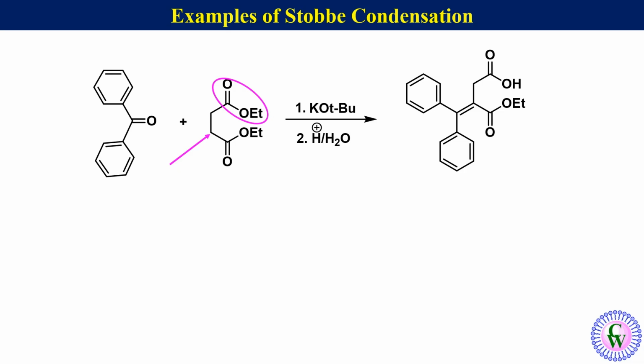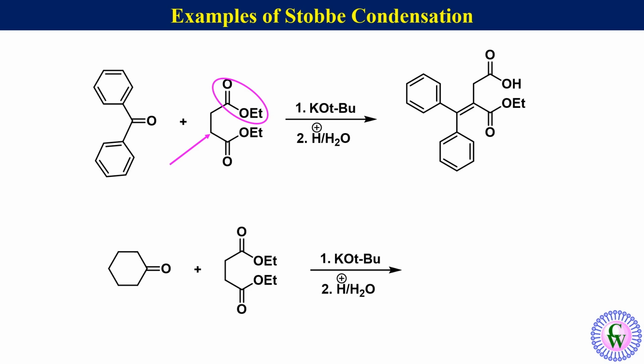Similarly, reaction of cyclohexanone with diethyl succinate in the presence of potassium tert butoxide followed by acidic workup gives 3-cyclohexylidene 4-ethoxy 4-oxobutanoic acid.